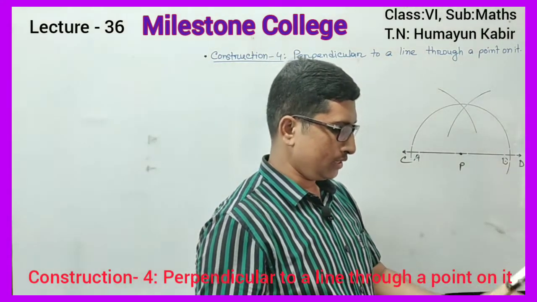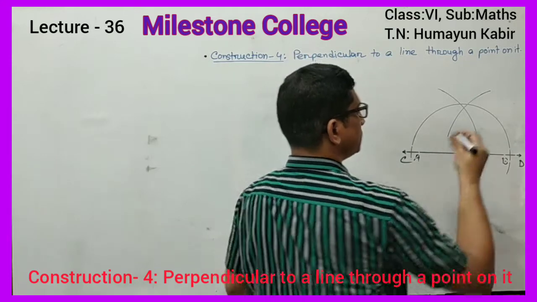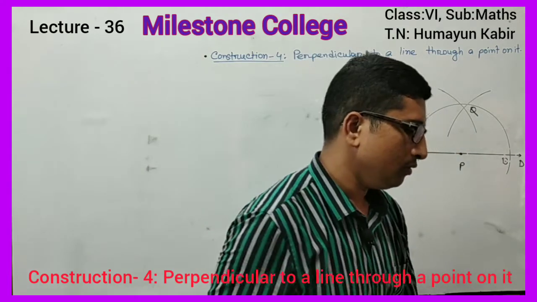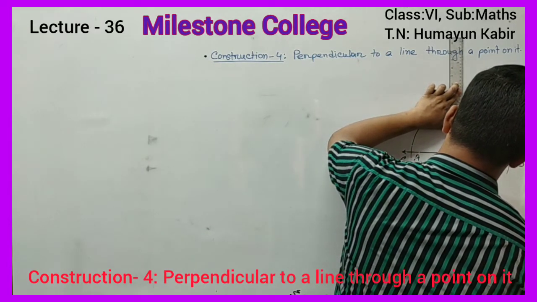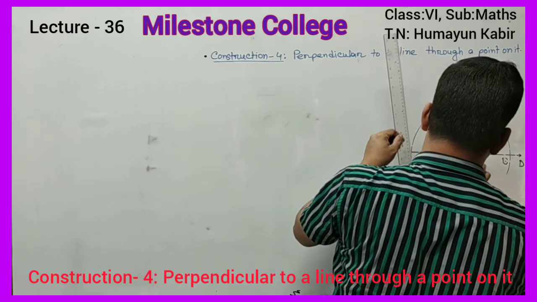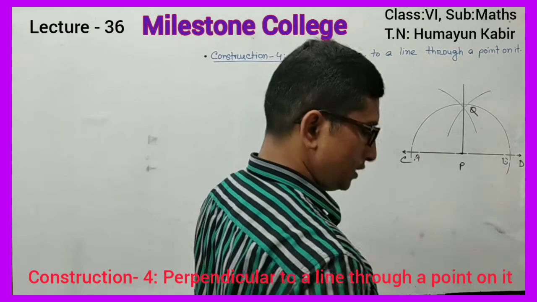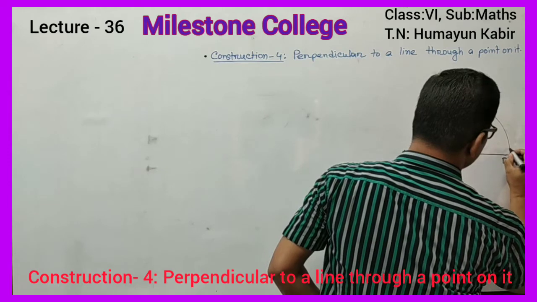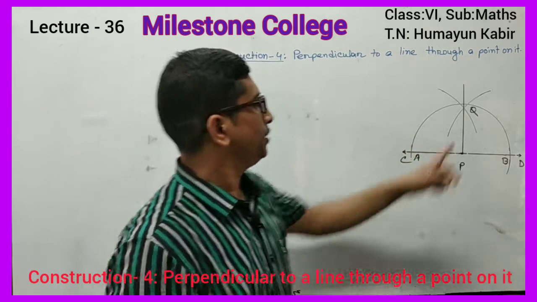Okay, so here suppose these two arcs intersect at a point, say Q. Now we will add P and Q, then this PQ will be the required perpendicular.